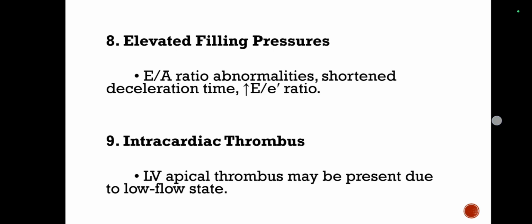The eighth one is the elevated filling pressures. We can look into the E/A ratio and its abnormalities, shortened deceleration time, and increased E/E prime ratio. The ninth one is the intracardiac thrombus. LV apical thrombus may be present due to low flow state.